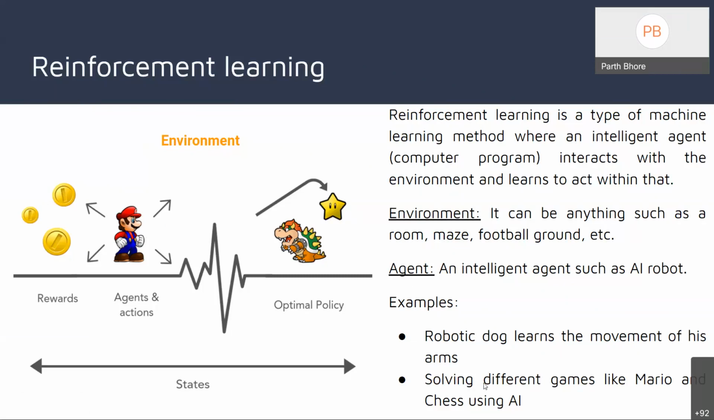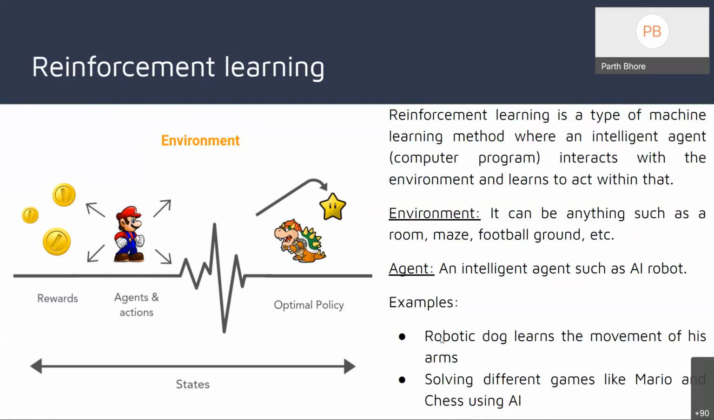You can see in the examples also solving different games like Mario. Many different types of games have been solved using reinforcement learning. So Mario and chess are just two examples. In chess, the combat AI plays many games of chess and learns different methods and tactics. And using this, it improves itself and becomes stronger and stronger.